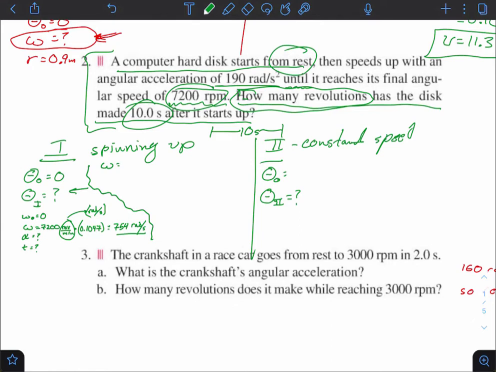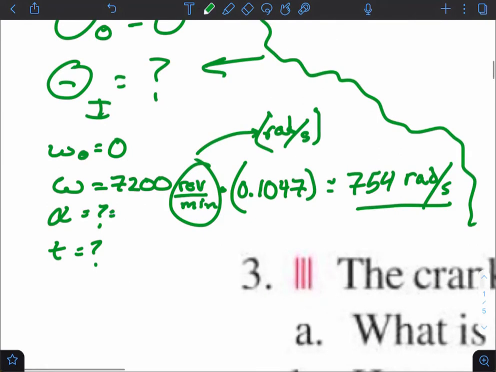So we're going to the first equation, omega equals omega naught plus alpha t, because we know final, initial, and, oh, we don't know time. Oh, but we do know alpha. It's 190. I forgot to write that down. Okay. And I'm so glad it's already in radians per second per second.